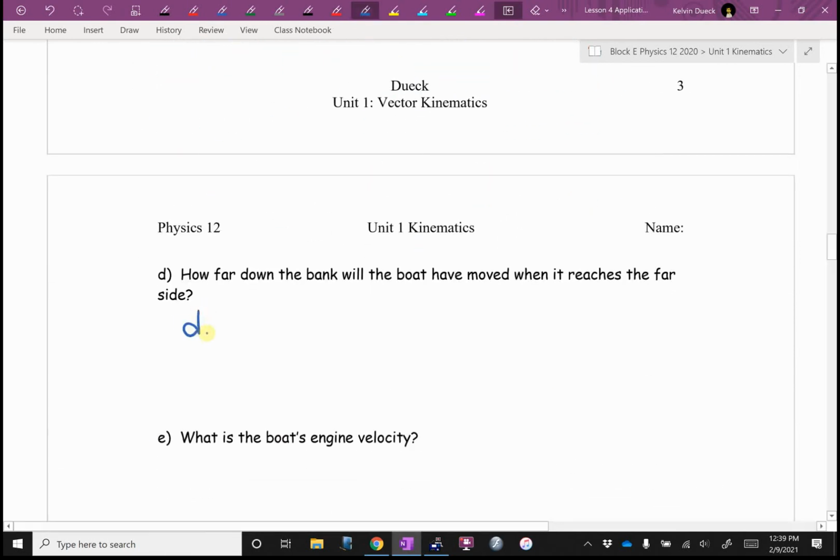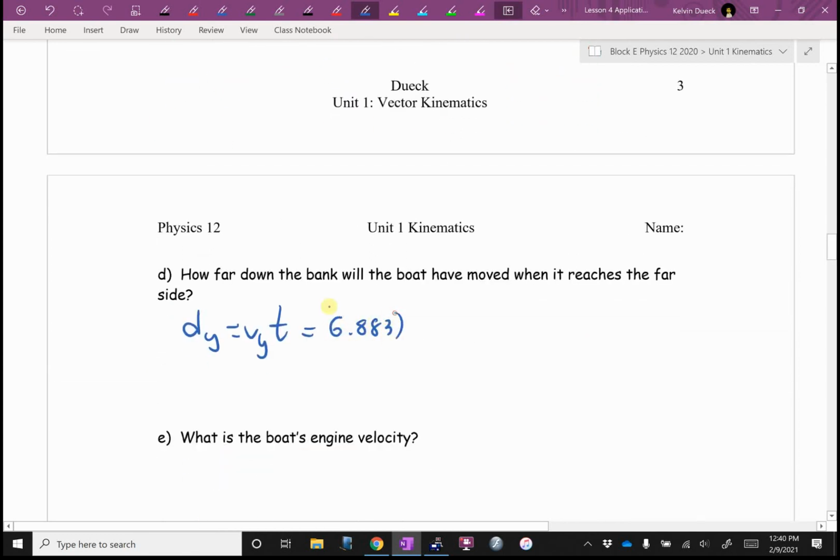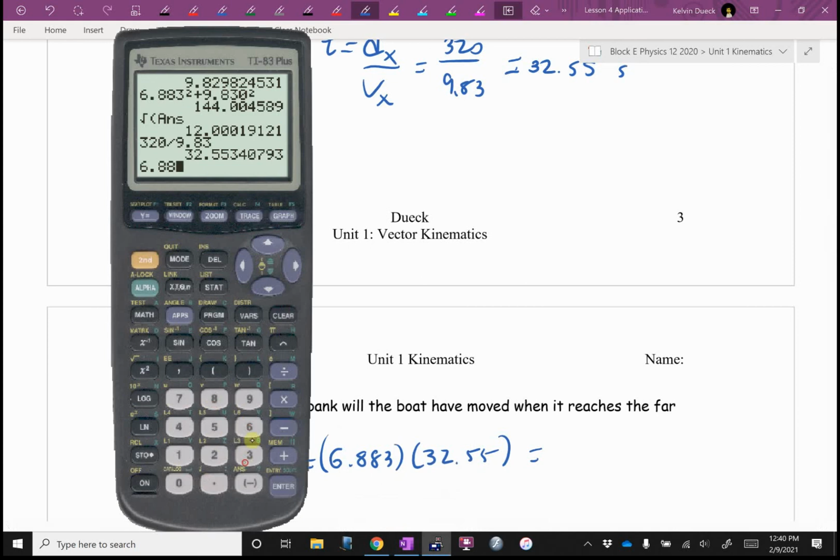So again, we're going to use dy equals vyt. Oh, I need a vertical time. Or do I? Why can I use time in both equations, in part C and part D? Because time is a scalar. Spoiler alert, you're going to spend most of your time finding time when we get to complicated questions, because it's the one thing that can go into a horizontal or a vertical equation. In fact, you're going to hear me say later on, if I know the time, the question's going to fall apart. Here we can plug and chug. What was vy? It was 6.883. Time was 32.55. I'm going to use my answer button since it's still sitting on my calculator. You get 224?